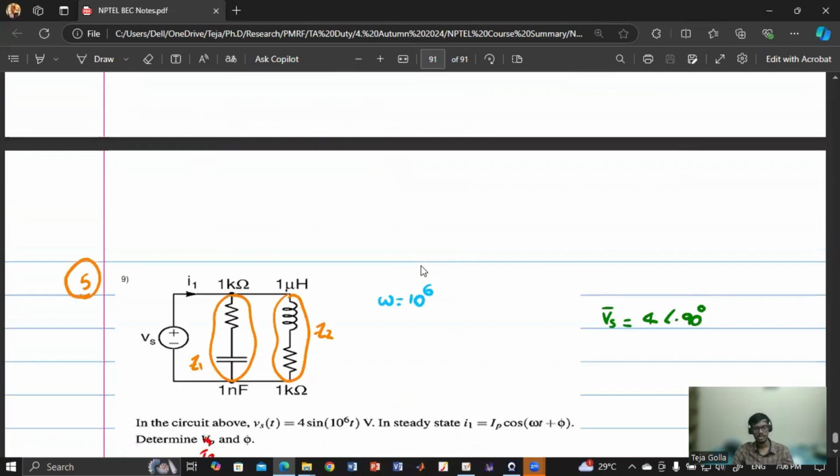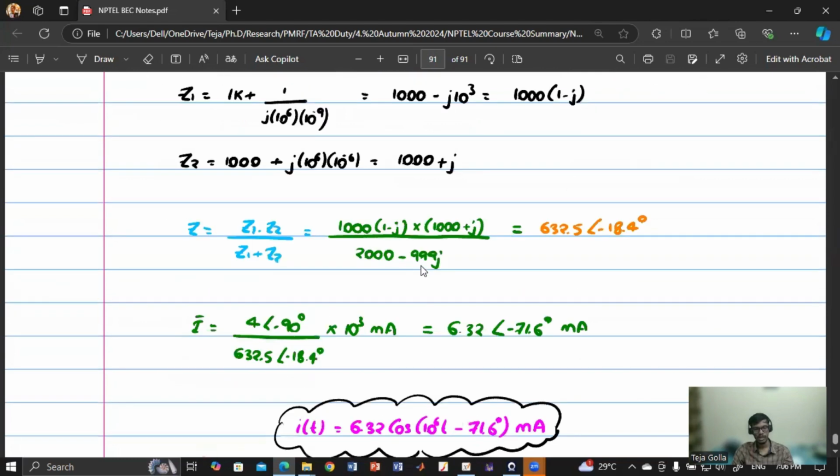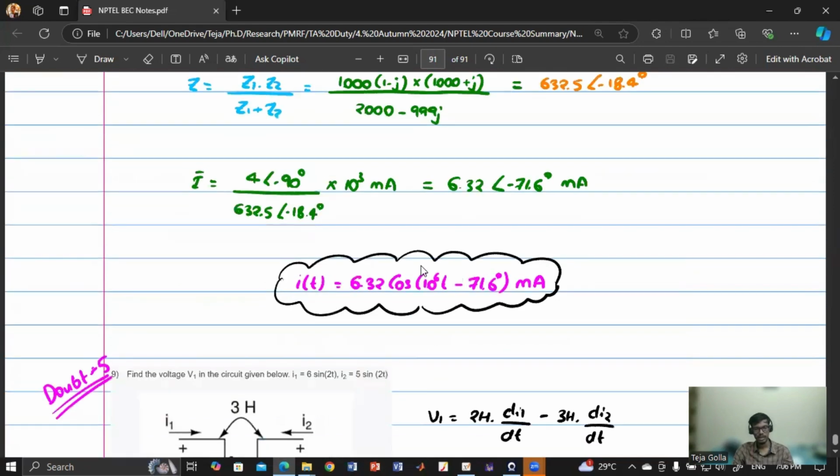And in the last question, it is a different type of network. They're asking for the current, so I have calculated the net impedance using phasors, and then the net phasor current is nothing but voltage by impedance. Once you get that, you can directly write the expression by writing this equation, real part of phasor into e to the power j omega t.